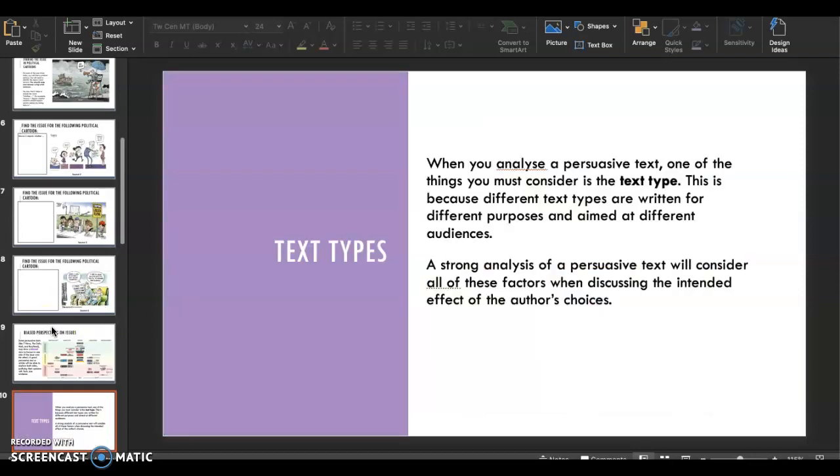So let's move on. That was issues. Text types is the second part of our lesson today. When you analyze a persuasive text, one of the things you need to consider is the text type. This is because different text types are written for different purposes and aimed at different audiences. A strong analysis of a persuasive text will consider all of these factors when discussing the intended effect of the author's choices. We'll come to this a little bit later on in the unit, but this is hugely important.